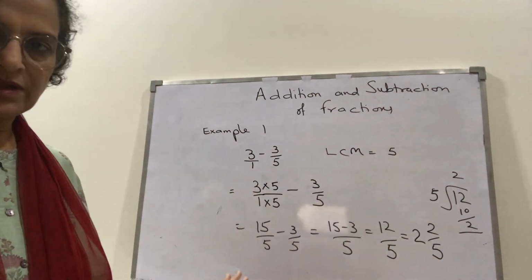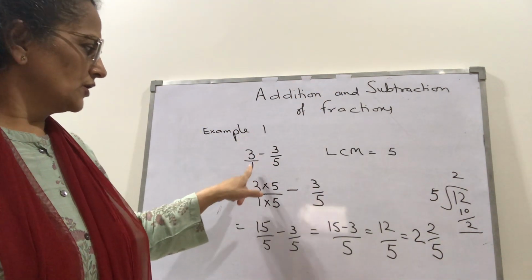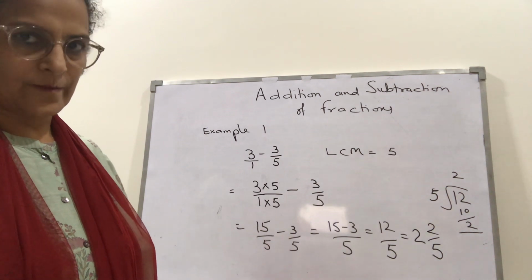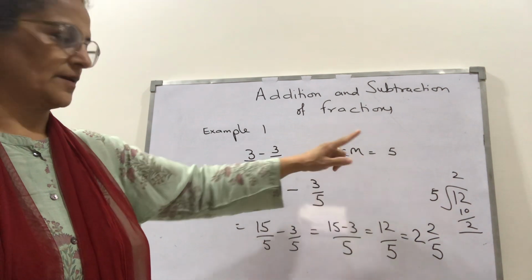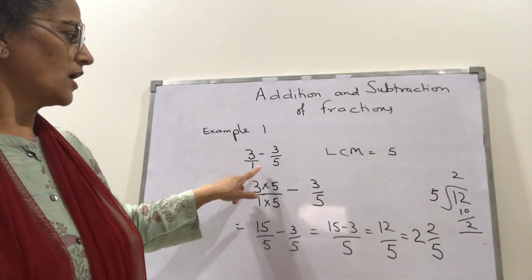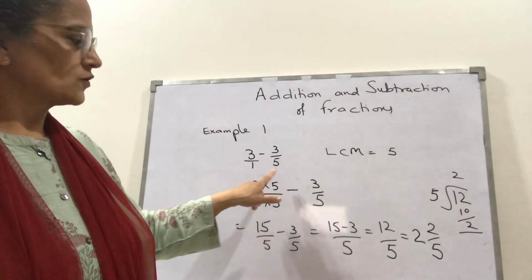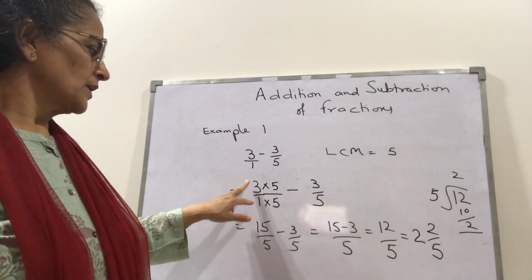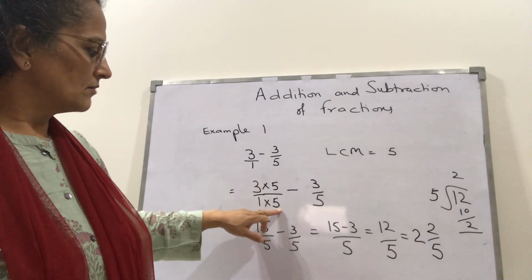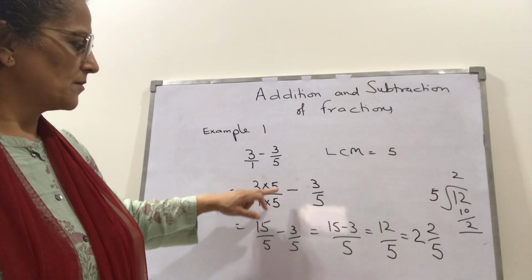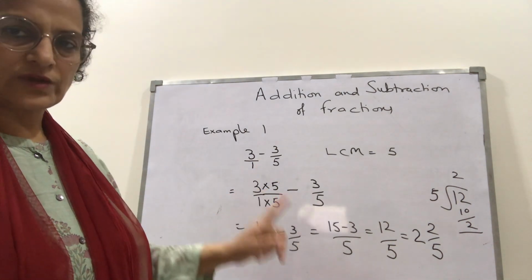So I am repeating the steps again. First, for addition and subtraction, your denominator should be same. How do we make the denominator same? By finding the LCM. How did I get my LCM to be 5? 5 is a multiple of 1, so 5 will be my LCM. So for having 5 in the denominator, I multiply 1 with 5. The same number I will use in the numerator also, because 5 upon 5 is actually 1.